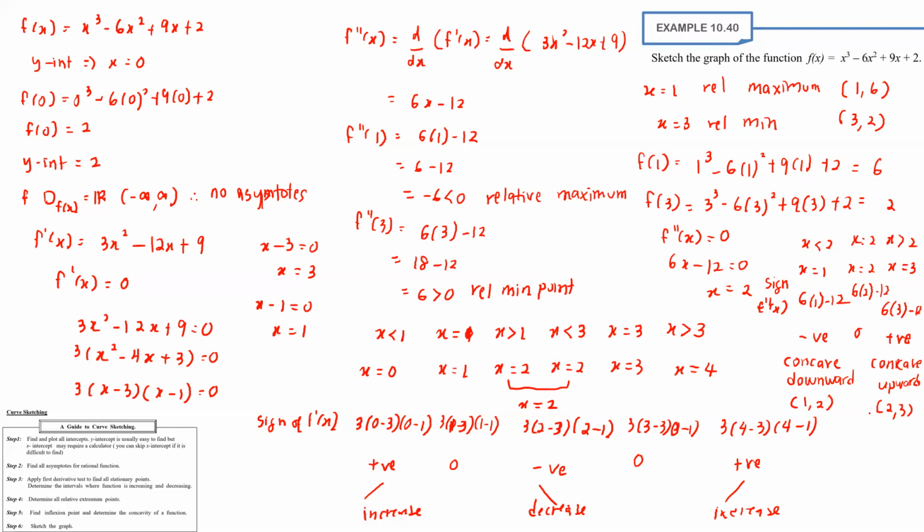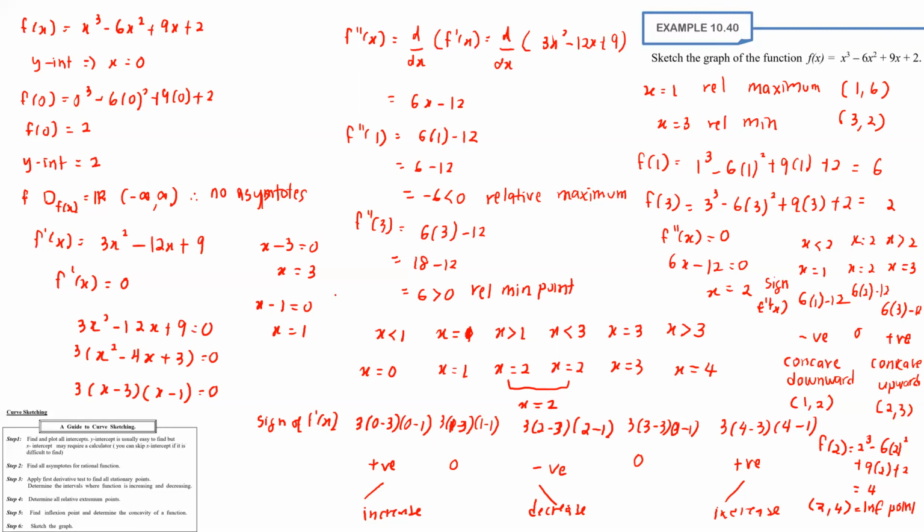So we substitute into f2 because we want to find the coordinates of the inflection point. f2 is equal to 2 to the power of 3 minus 6 times 2 squared plus 9 times 2 plus 2, which is equal to 4. So the inflection point is 2, 4.